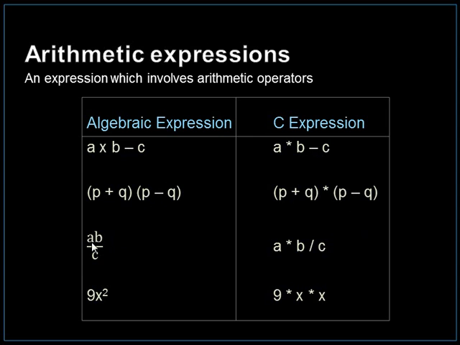AB by C is represented by A into B divided by C, right? 9x square, so there is nothing like square in C language. You cannot have exponential terms, so you have to manually write them. So x square is x times x, so 9 asterisk x into x. So this is the way it is. Okay, now let us look at a simple term called associativity.